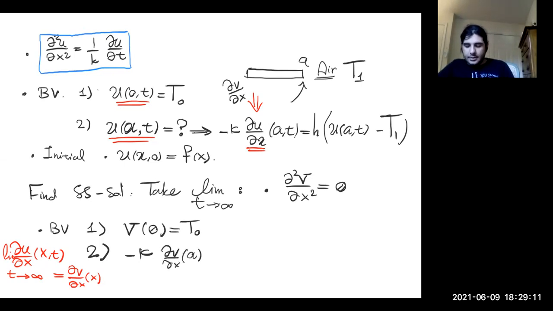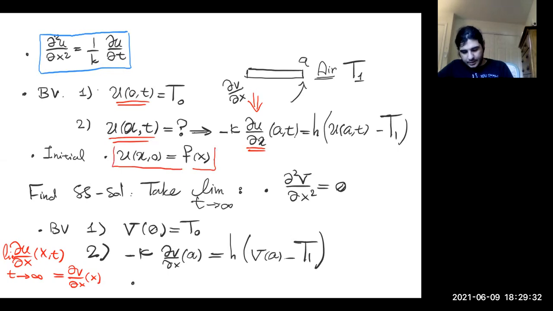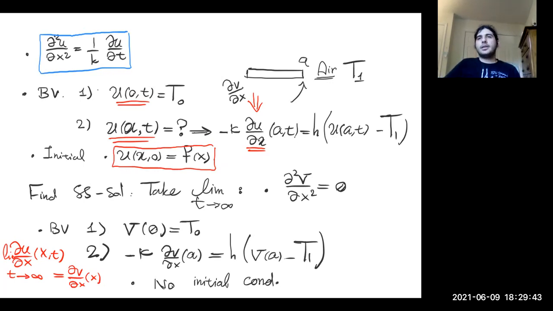On the right-hand side, when we take the limit, h is constant, u of a and t would converge to v of a, and T1 is a constant. So our other boundary value condition becomes like this. And as we saw earlier, there is no initial condition. There is no t here, so it gives us no information. Is there any question here?